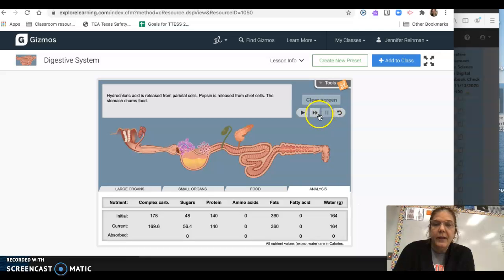In the mouth, you already had a lot of those complex carbohydrates being broken down. Okay, in the stomach. Now, here we go, into the intestines. Look how fast those nutrients were converted.